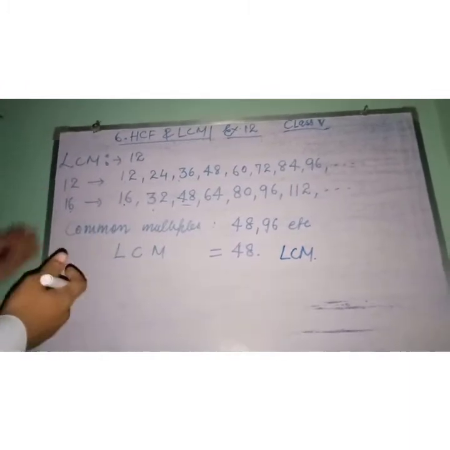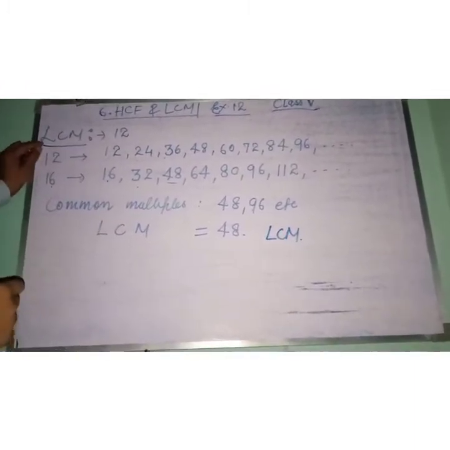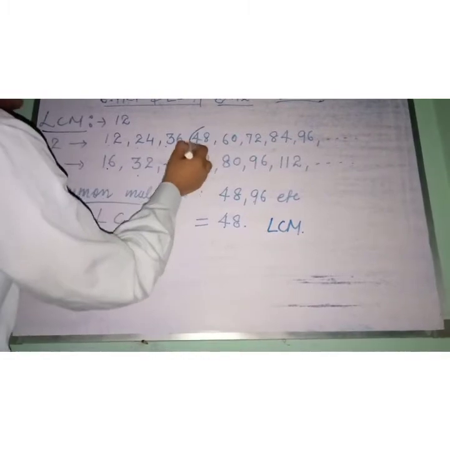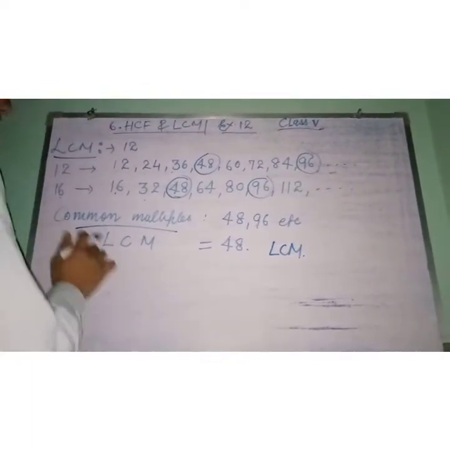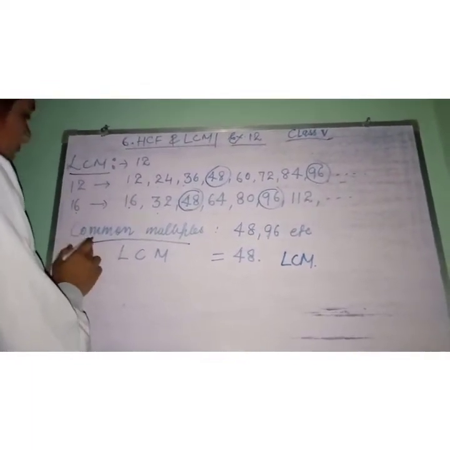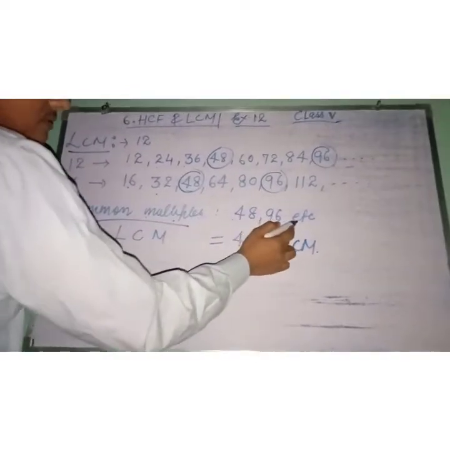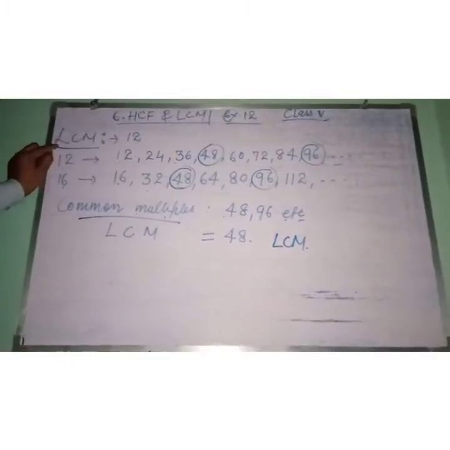Now we have to find the LCM. LCM stands for lowest common multiple. First of all, find the common multiples. Here the common multiple is 48, then next here 96 and so forth. Now we have written here common multiples 48, 96 and etc. Now this is the lowest common multiple.